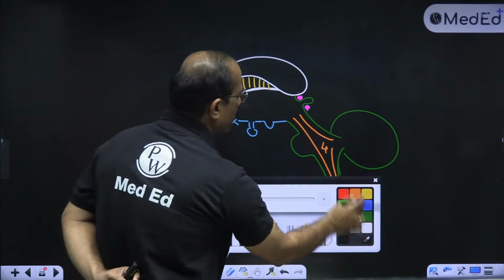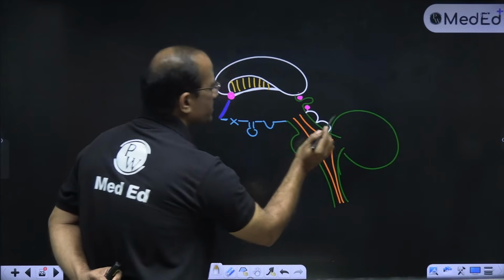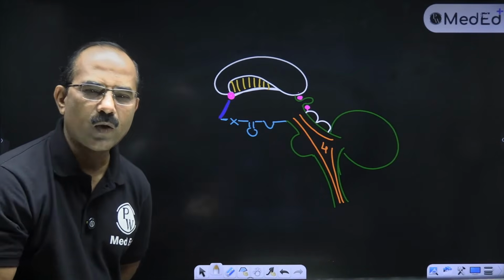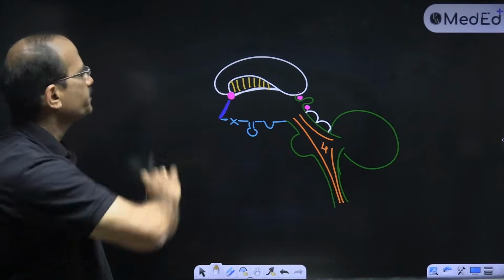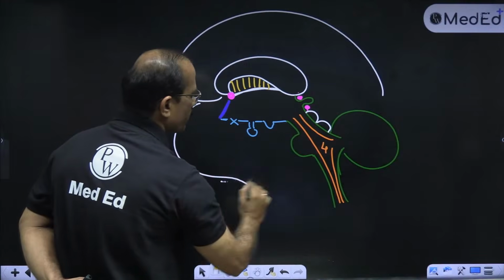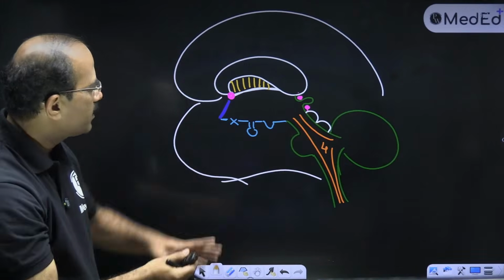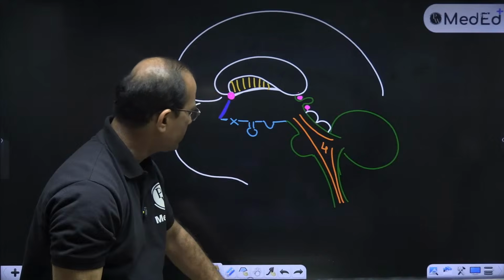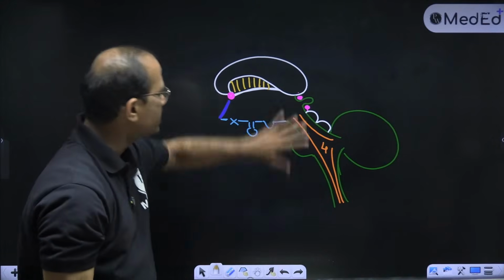Fourth ventricle. And what's this and what's this? That's a superior and inferior colliculus. Superior and inferior colliculus. What is this view? Kahan se dekh rahe ho? That's a medial surface of the brain. We are not interested in this medial surface of the brain. We are just interested in this much.